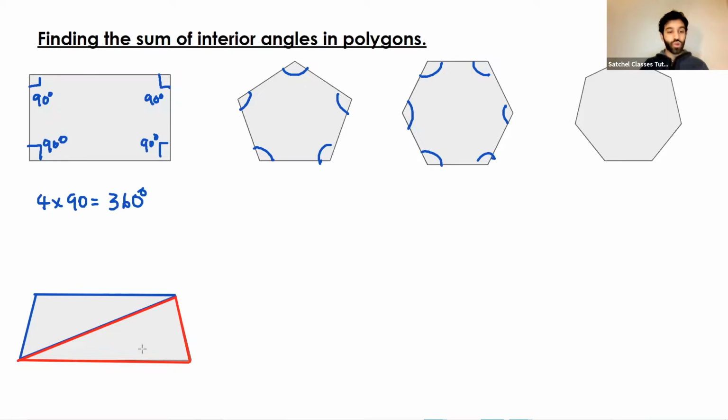So now that we have 2 triangles, we should be able to recognize that the sum of angles in a triangle is going to be 180 degrees, and the sum of angles in this triangle is also going to be 180 degrees. So 2 lots of 180 will give us a total of 360 degrees. So whilst these angles may not be 90 degrees, this angle plus this angle plus this angle plus this angle will make 360 degrees. So another key angle fact to remember is that the sum of angles in any quadrilateral will be equal to 360 degrees.